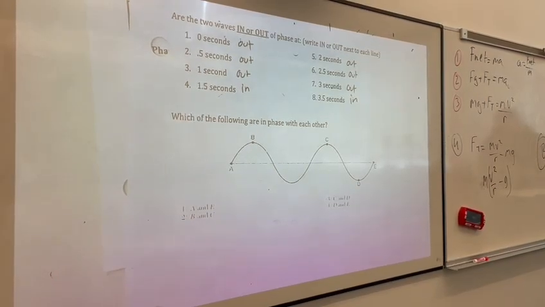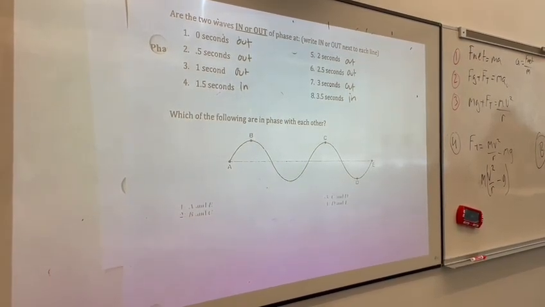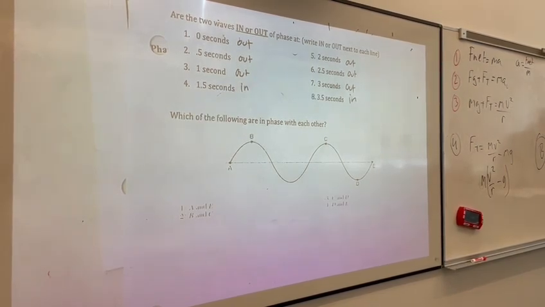Which of the following are in phase with each other? All right, I'm going to ask you to pause the video now. Just take a look and see if you can figure out what the correct answer is.